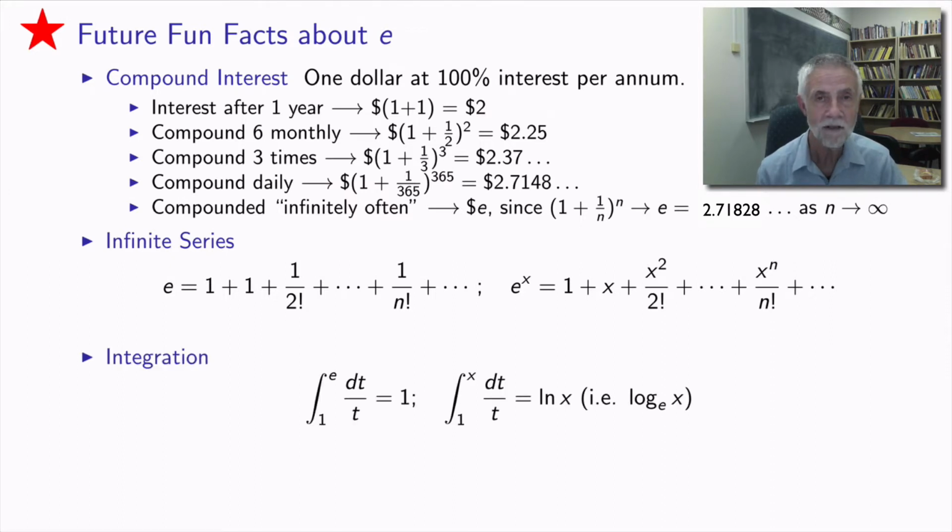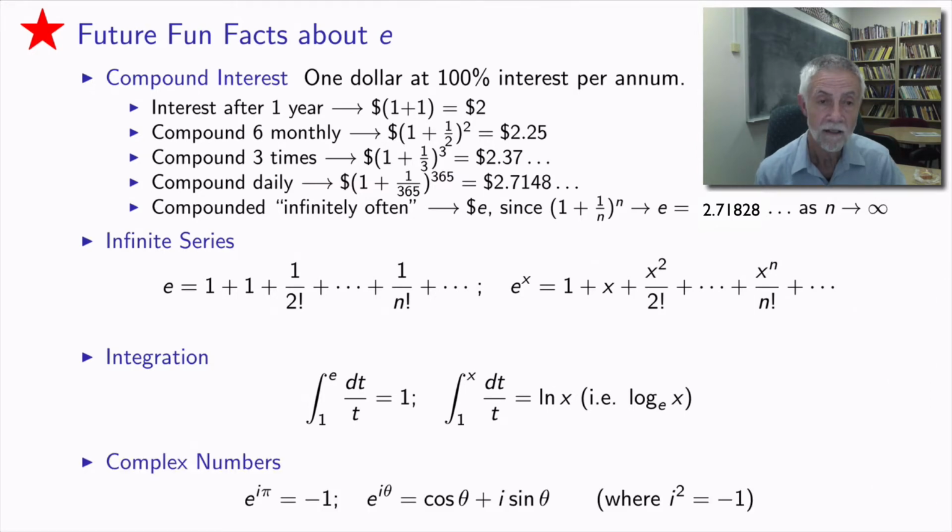Another way in which the number e arises is when we do a very simple integration. The number e is that unique number such that the integral from 1 up to e of dt on t is equal to 1. And more generally, the integral from 1 up to x of dt on t is the natural logarithm of x.